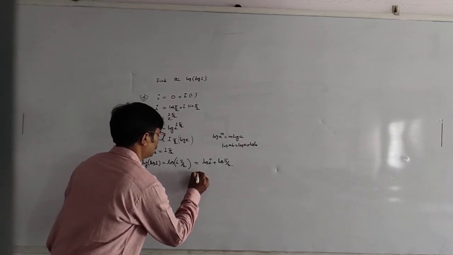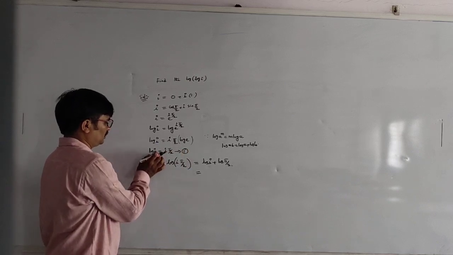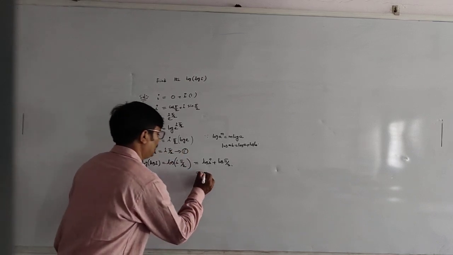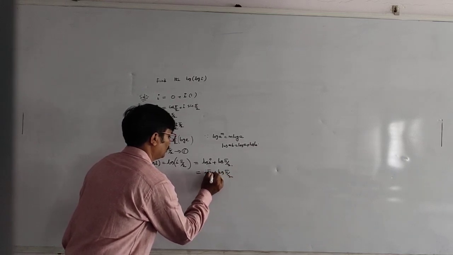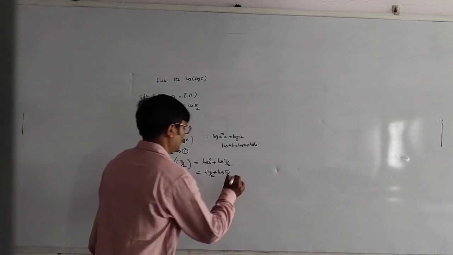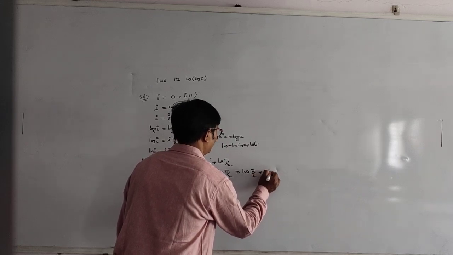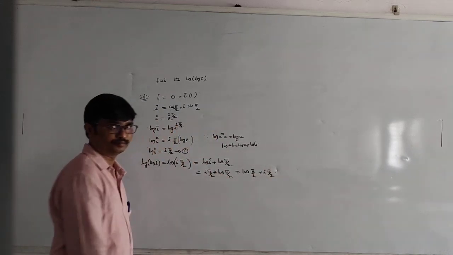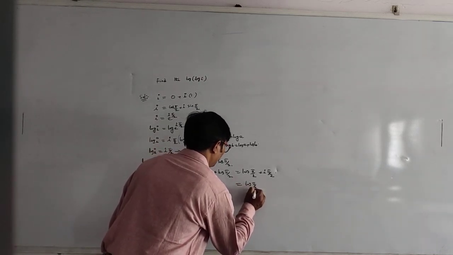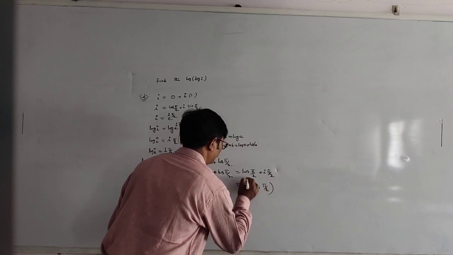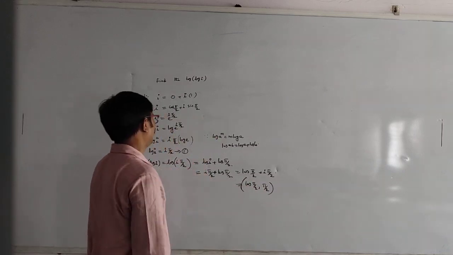Now the value of log i is i pi by 2. First we write the real part, log of pi by 2, and the imaginary part i pi by 2. This is the solution. In ordered pair form it is log of pi by 2 comma pi by 2.